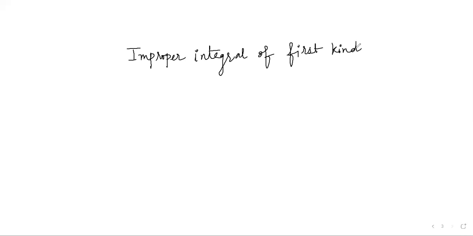So the first one is the improper integral of the first kind. We call the improper integral of the first kind if it is in any of these three forms, which I am writing here. The first one, this integral, is an improper integral of the first kind.